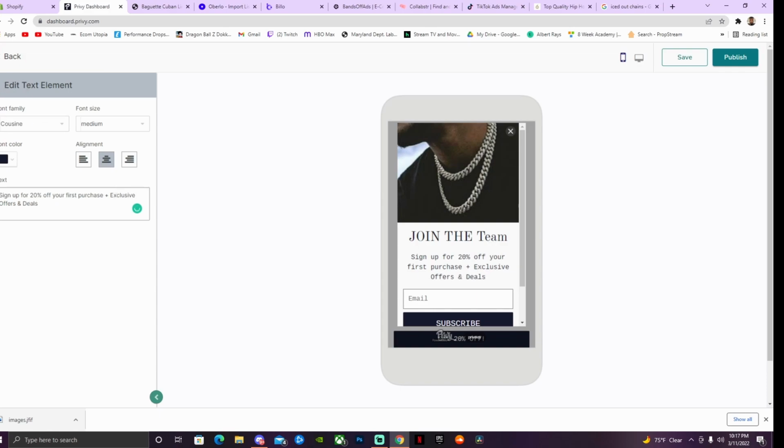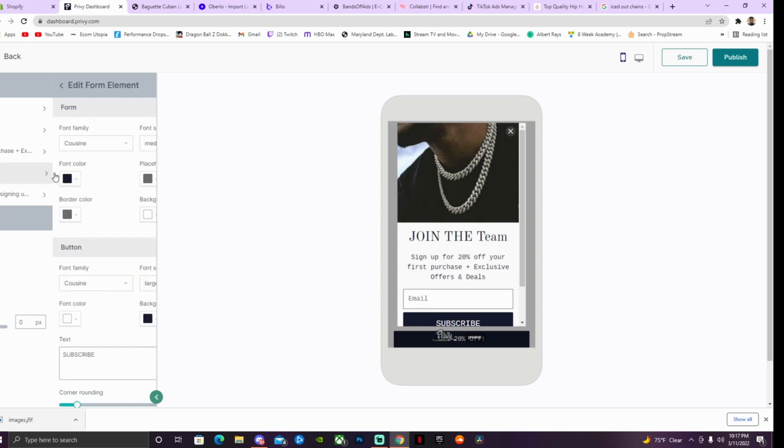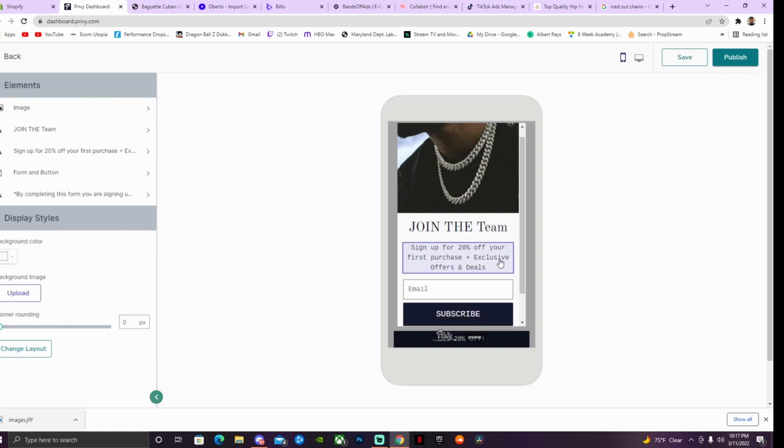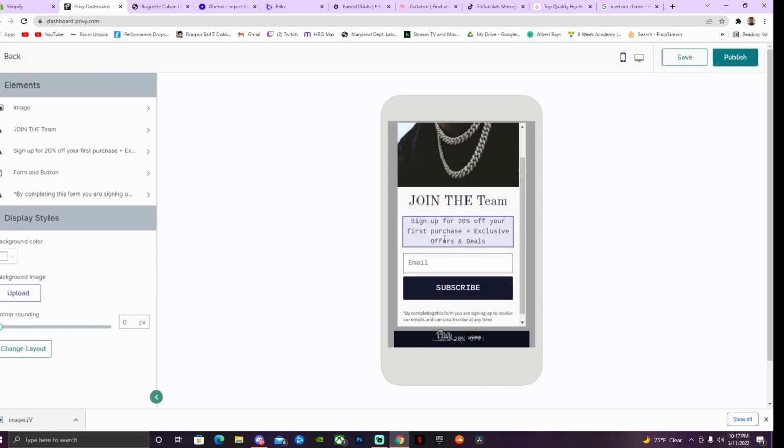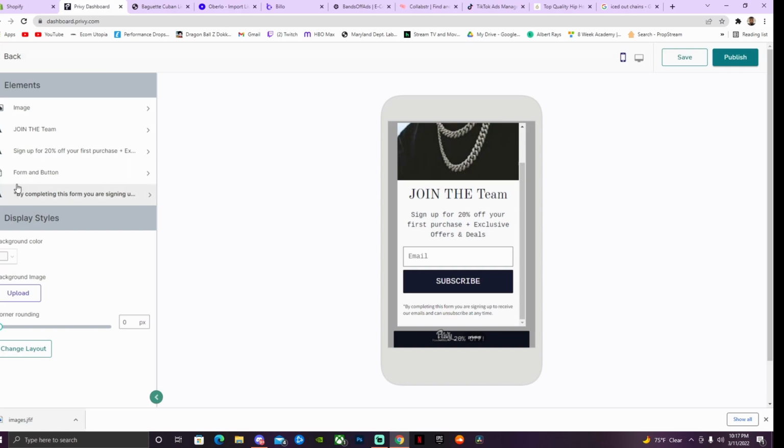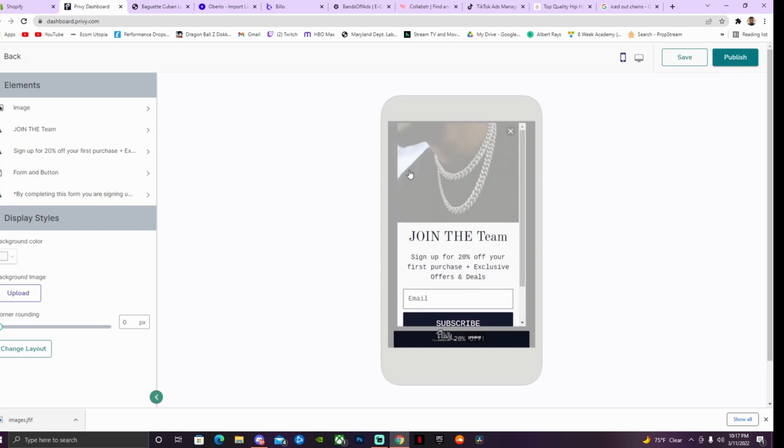Everything else looks pretty good. You can pretty much keep everything else the same, but you definitely want to have a high quality photo of your product there, so when they get the email, they know what it's for.